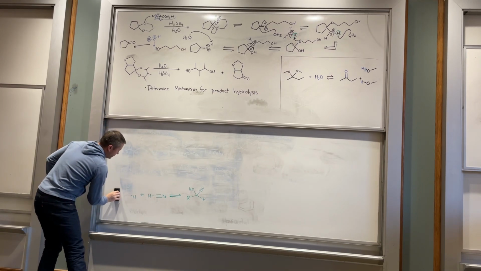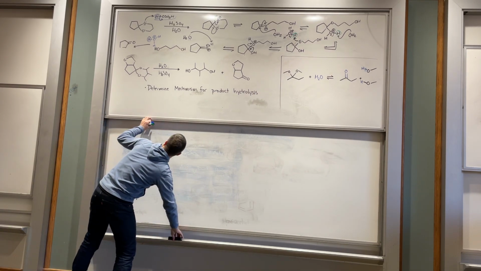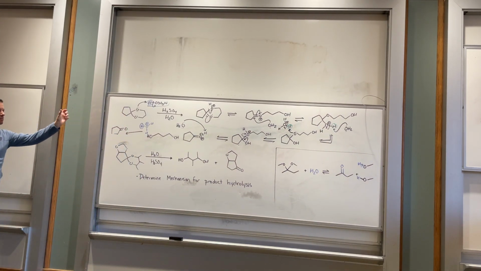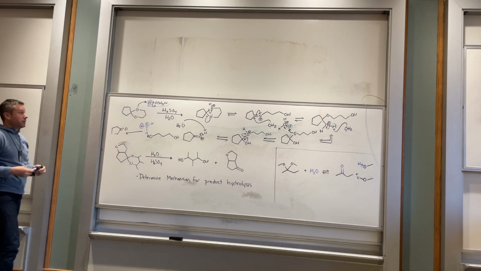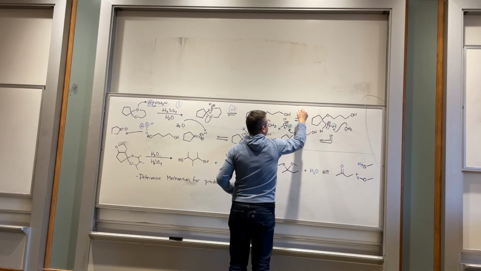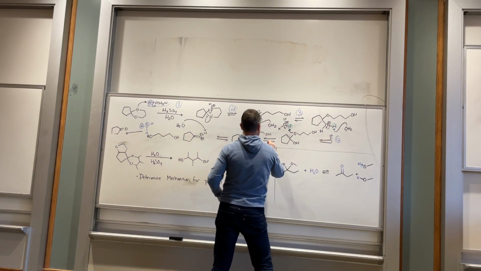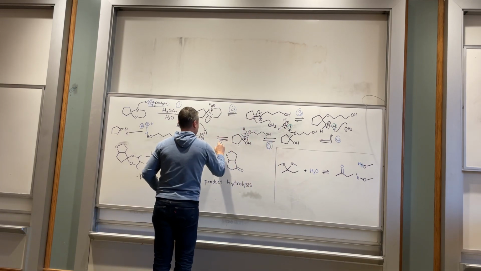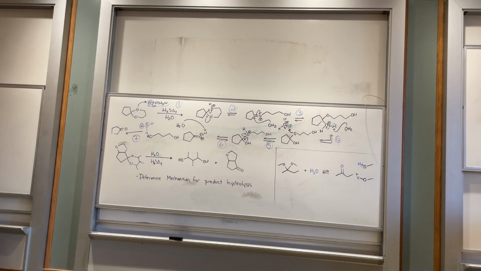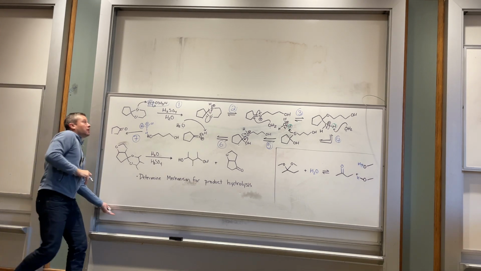So one thing I do want to say, when you look at this mechanism, most of the steps are just acid-base, transferring a proton from one thing to another. So this mechanism is going to be 1, 2, 3, 4, 5, 6, 7 steps, the same exact number of steps as the forward acetal ketal formation mechanism.